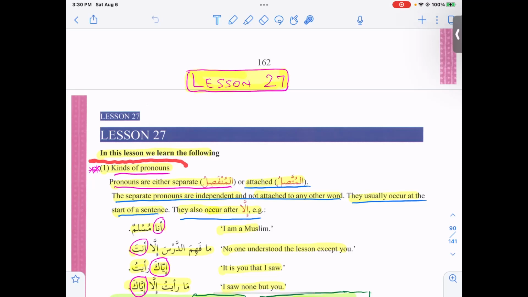In this lesson, we learn the following. What is the first thing we learn? Kinds of pronoun. How many kinds of pronoun? There are two kinds of pronouns. Pronouns are either separate, munfasilun, or they are attached. There are two kinds. They are munfasilun or muttasilun. Muttasil is attached. You know it. We have done it many times. Muttasilun, munfasilun.